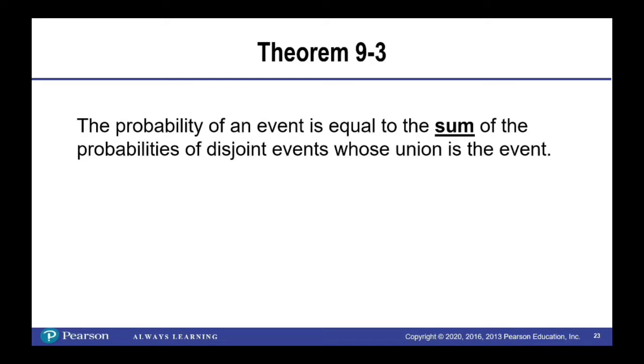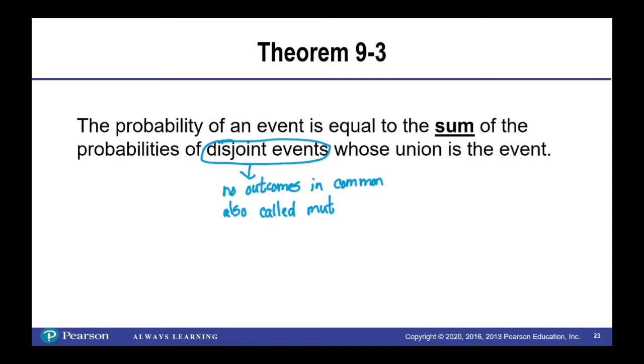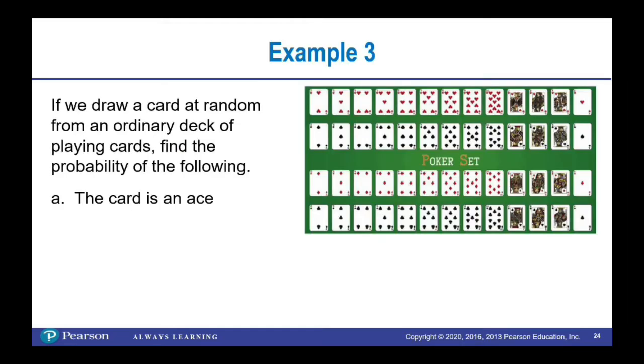When we have disjoint events, disjoint means that they have no outcomes in common. Another way of saying disjoint is mutually exclusive events. With mutually exclusive events and finding probability, all we have to do is add the probabilities together. So look at example 3.